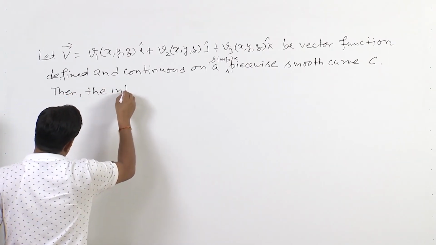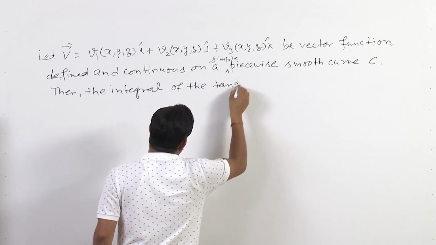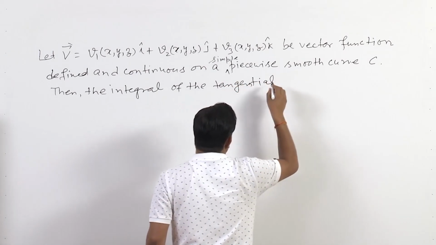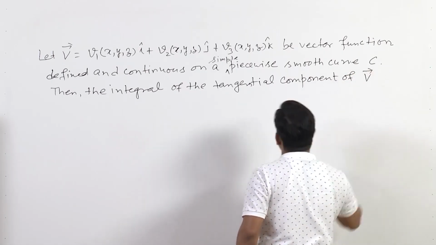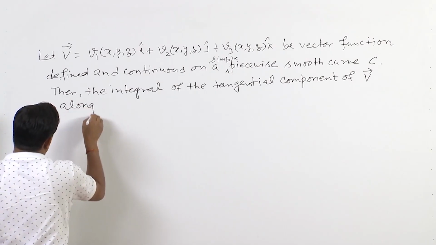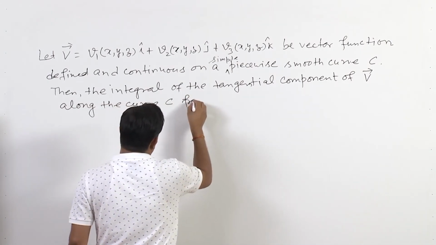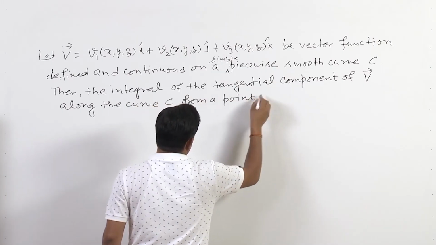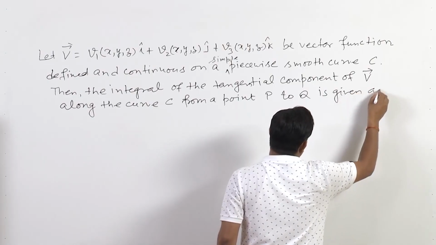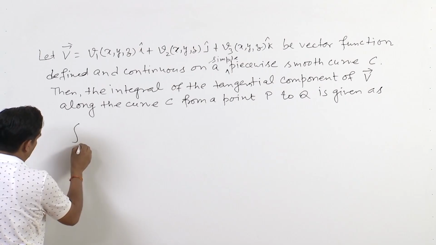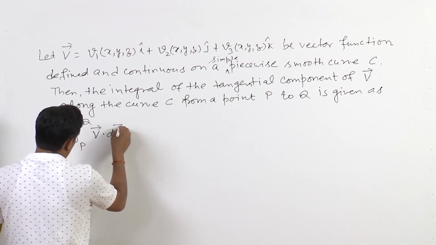Then the integral of the tangential component of V along the curve C from a point P to a point Q is given by a line integral, and it will be something like this: integral from P to Q of V dot dr.